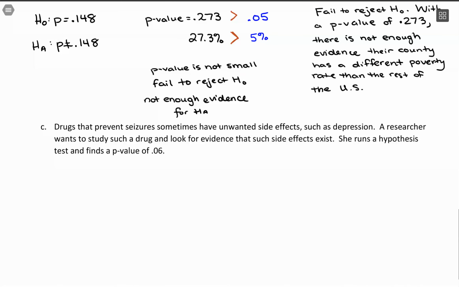All right, this last one's a little different, but I wanted to show you an example where they're not really dealing with any proportions. So drugs that prevent seizures sometimes have unwanted side effects such as depression. A researcher wants to study such a drug and look for evidence that such side effects exist. So that wording right there is setting up our alternative hypothesis. They want to find evidence that there are side effects. So what we can do here is just write a null and alternative hypothesis in words. So what we would assume is that there aren't any side effects, and we want to find evidence that there are side effects.